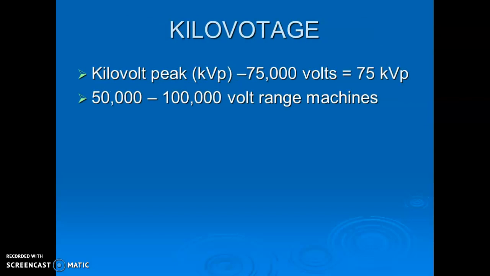I've gotten ahead. We're going to increase our voltage to kilovoltage, which is the kVp abbreviation, stands for kilovolt peak. And a kilovolt is 1,000 volts. So instead of saying 75,000 volts, you would say 75 kVp. And the operating range of most dental x-ray machines is 50 to 100,000 volts. So the easier way to say that is 50 to 100 kVp.